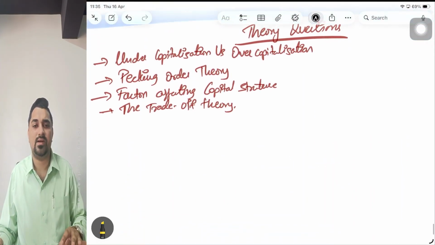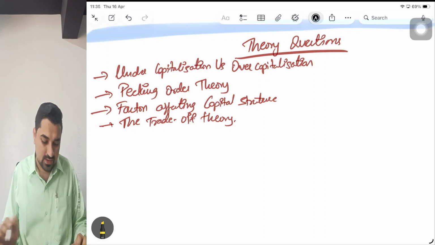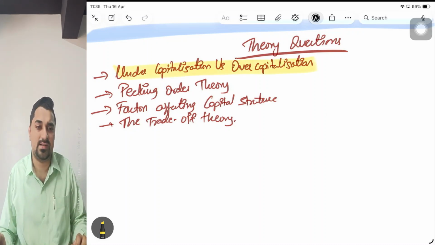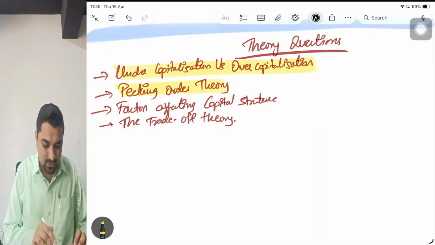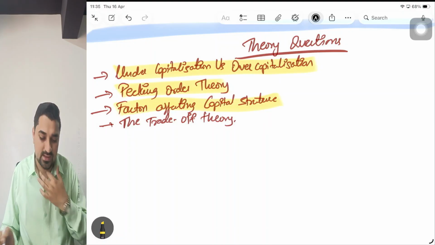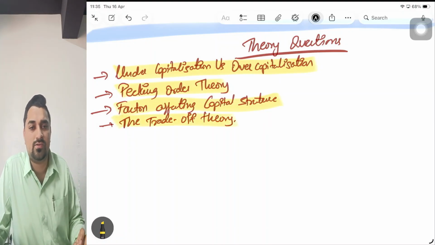Coming to the last, very important theory questions. There are certain theory questions which may appear from this chapter. One is undercapitalization versus overcapitalization. This theory you need to do from the module. Again, pecking order theory is important. Then the factors that affect capital structure decisions, and the trade-off theory. These are four theory questions which you need to do either from our notes or from the ICAI module, so that the entire chapter gets over.